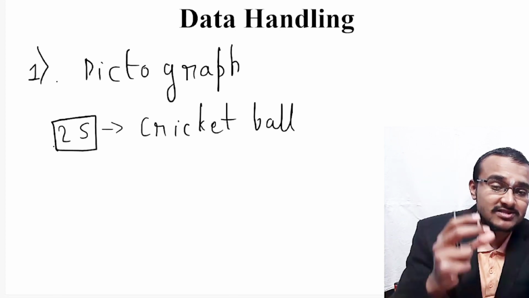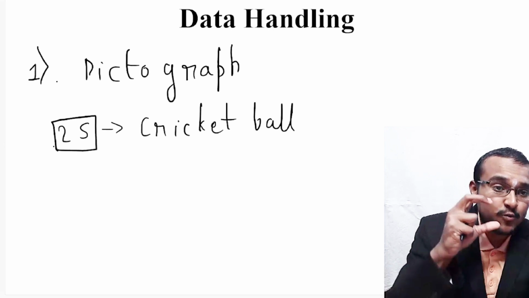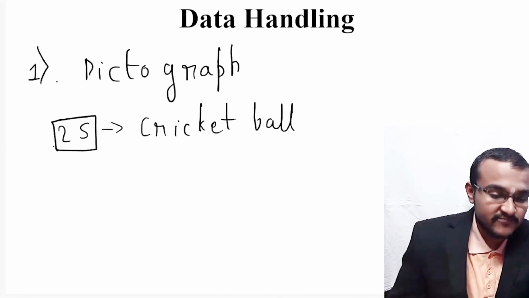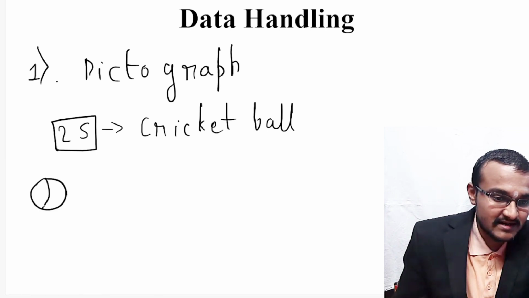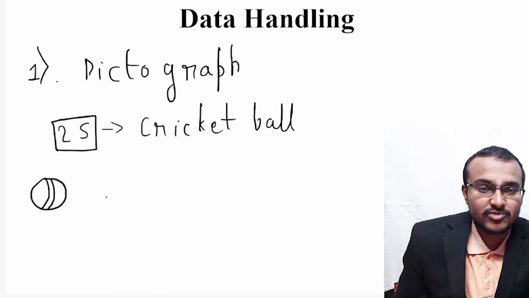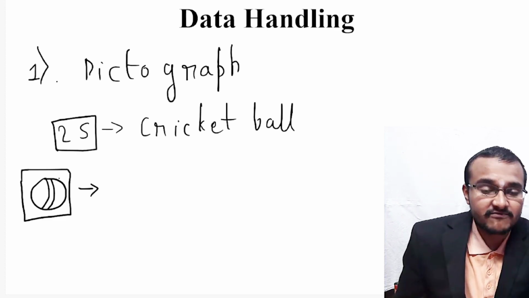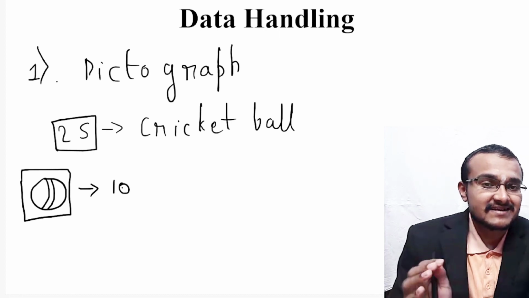You can actually draw the picture of a ball and you can assign one picture of that particular ball to be equal to 10. For example, let's say this particular picture is a ball, like it represents a cricket ball. So one such picture of a cricket ball will be accounting for 10 cricket balls.